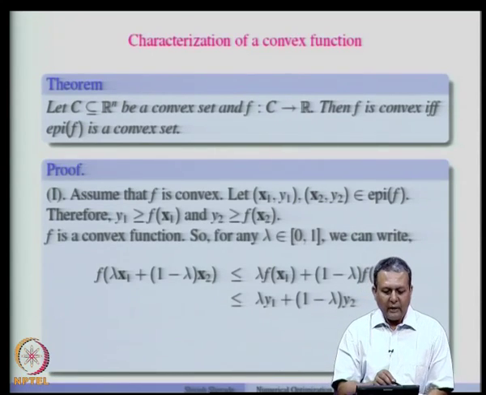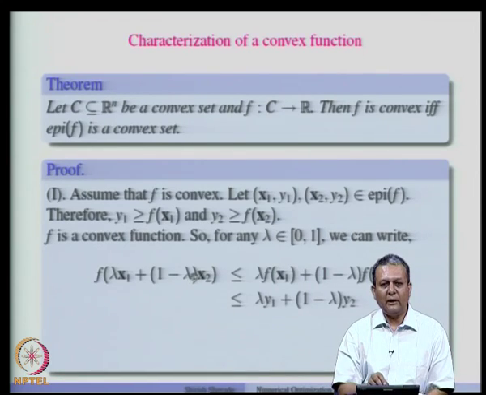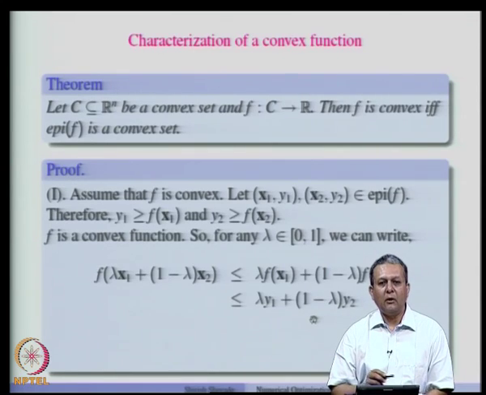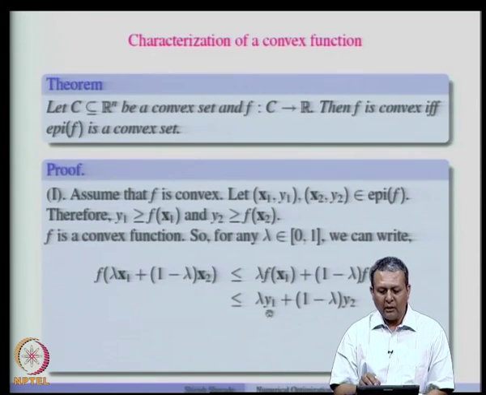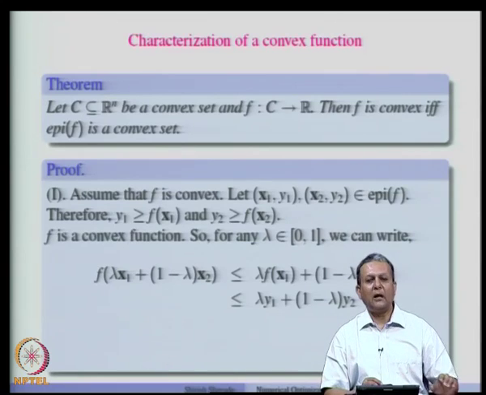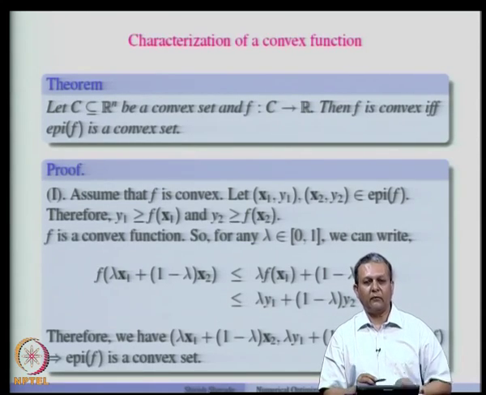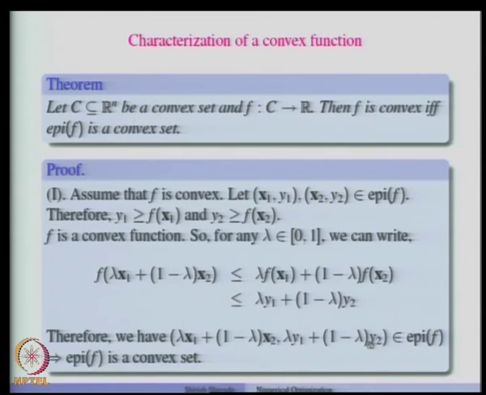Now, what does this mean? So, we have a point lambda x1 plus 1 minus lambda x2 which belongs to the set C, such that the function value at that point is less than or equal to some real number. So, which means that the point lambda x1 plus 1 minus lambda x2, comma, lambda y1 plus 1 minus lambda y2 does belong to the epigraph of the function by the definition of epigraph. So, what we have therefore is that the point lambda x1 plus 1 minus lambda x2, lambda y1 plus 1 minus lambda y2 belongs to the epigraph of F.